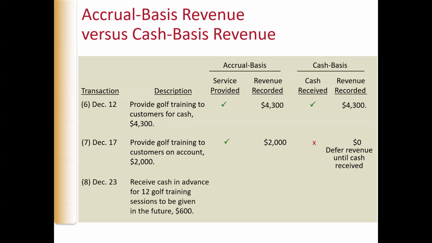Now, this is an interesting one. We receive cash in advance for 12 golf training sessions to be given in the future. Did we provide the service? No, we didn't. So under the accrual basis, we wouldn't record this as revenue. We would treat it as a liability. Remember, we would debit cash, credit deferred revenue, which is a liability. We learned about that in chapter 2. But for cash basis, we would record it because we received the cash.